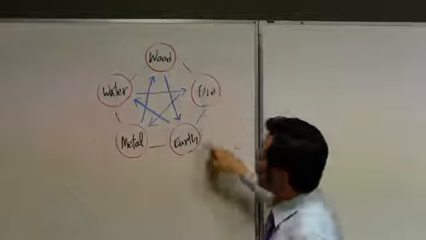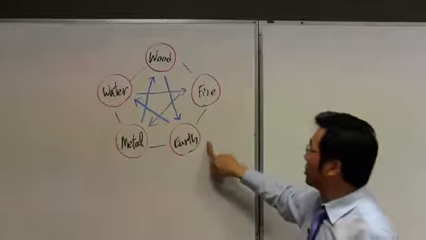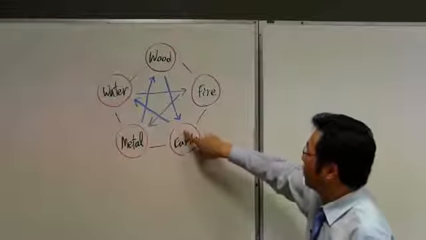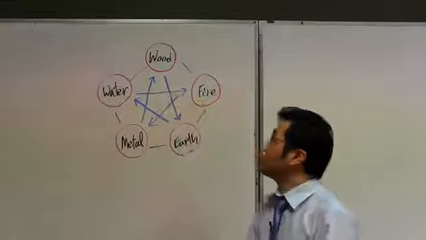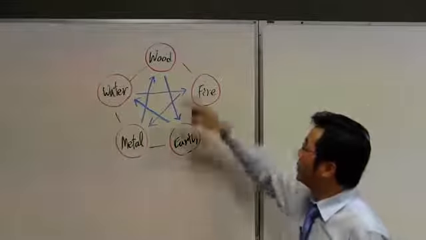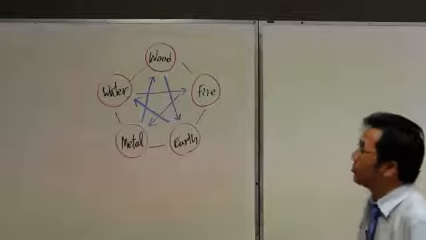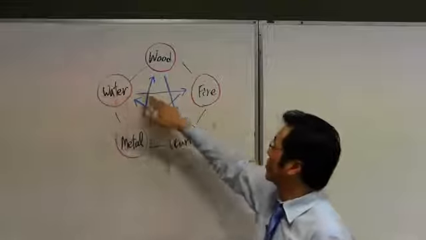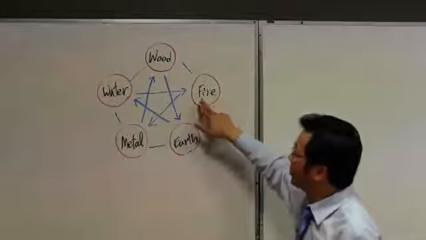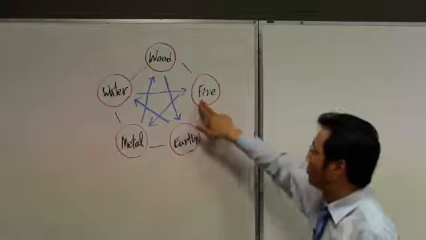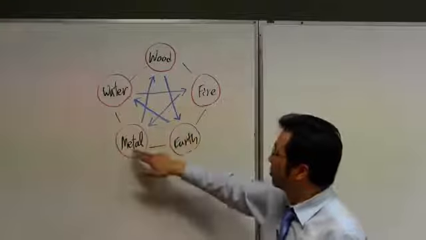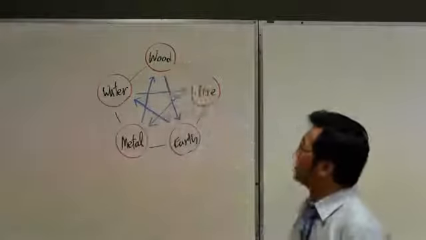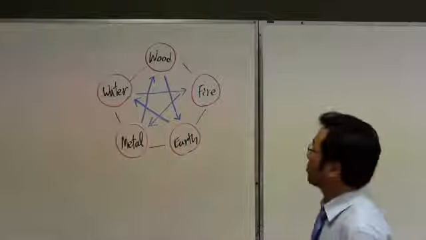We call this the generation sequence, and there is also a controlling sequence. Plants grow on the earth. Earth usually produces or nourishes the plant. So wood or plant controls the earth, and earth covers the water, and water splashes over the fire and reduces the fire. That means water controls the fire. Fire also melts the metal, so this we call the controlling, and metal also cuts down the tree. So this is the controlling sequence.